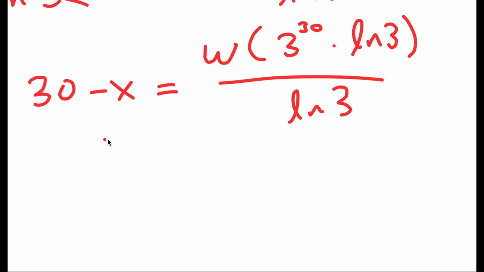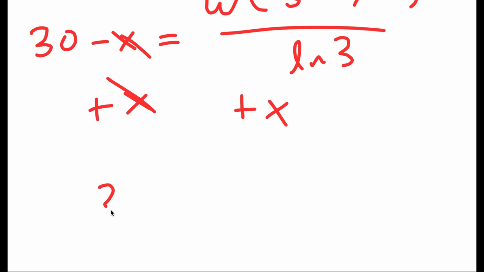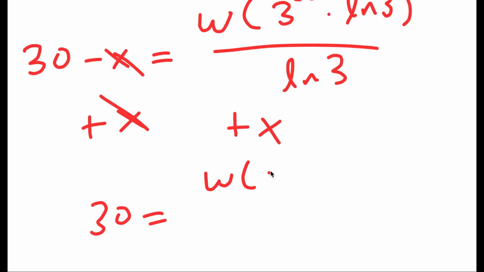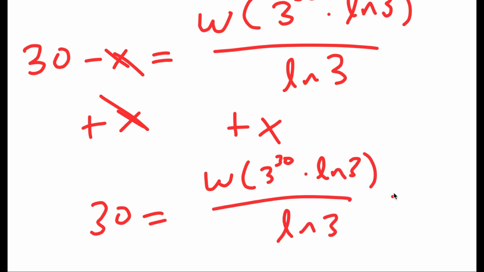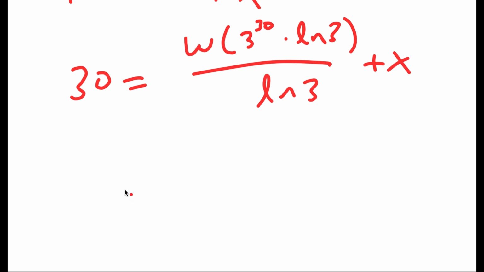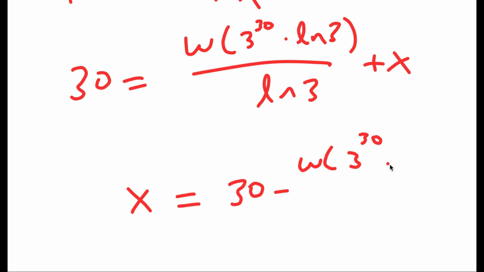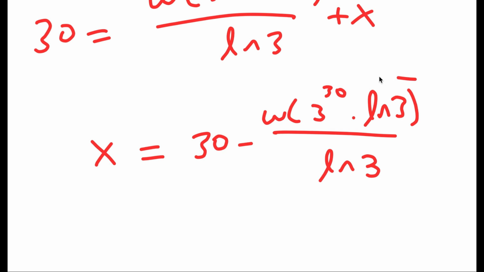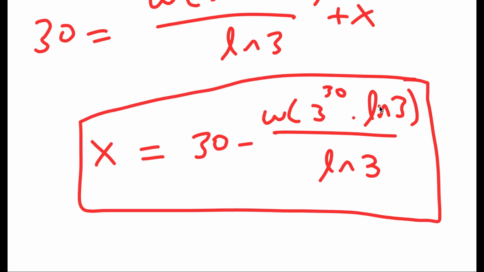So now all that's left to do is to isolate x. So I'm going to add x on both sides. So I get 30 is equal to W of 3 to the power of 30 times ln 3 over ln 3 plus x. And now I'm going to subtract this on both sides. So I get x is equal to 30 minus W of 3 to the power of 30 times ln 3 over ln 3. So this is my solution to this equation.